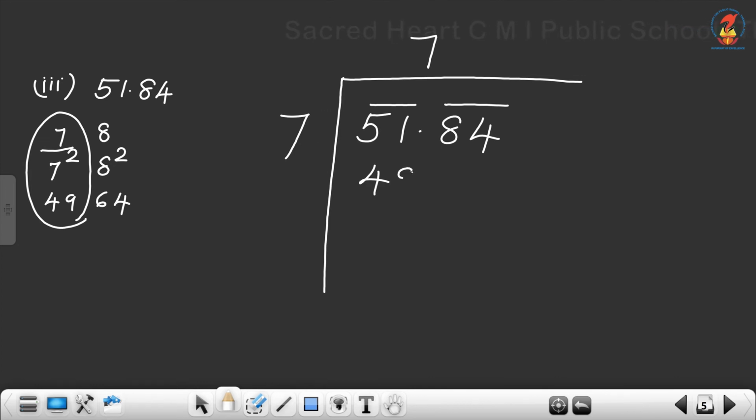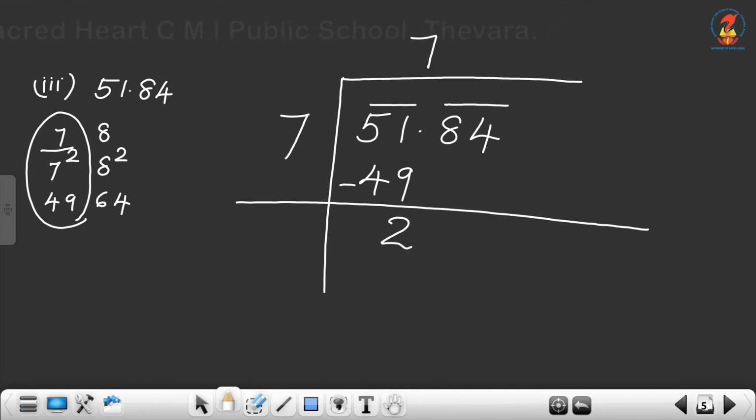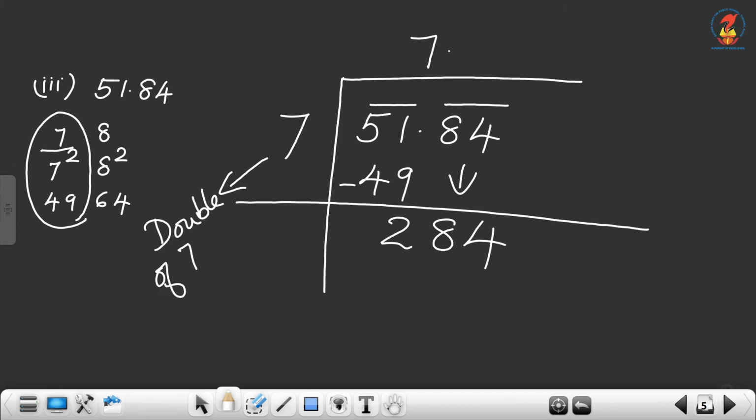7 into 7, 49. Then 51 minus 49, 2. Next the decimal point is there. Put the decimal point in the quotient. Bring the next pair down. So the new dividend is 284. Now double the divisor, double of 7 is 14. Now you have to put a blank on its right. Then find out the digit. Here 284, the last digit is 4.